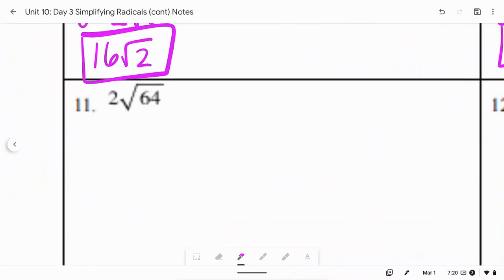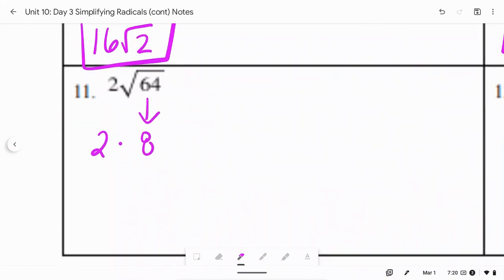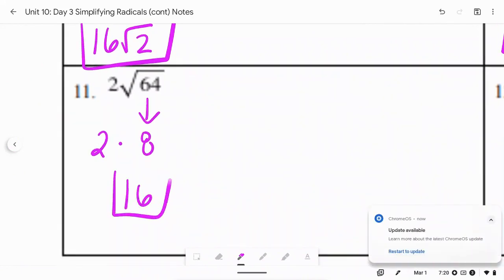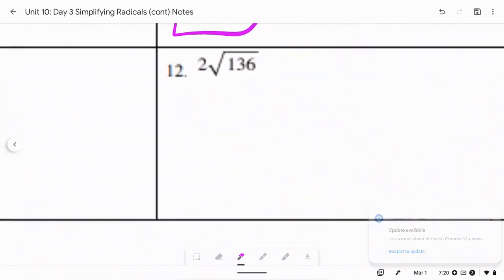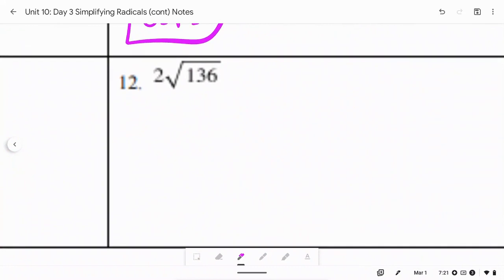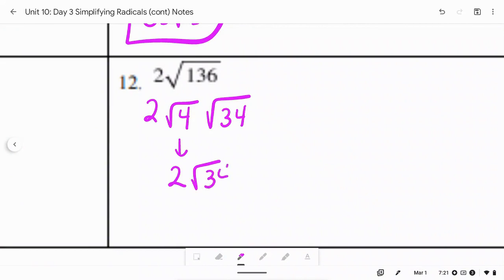In number 11, the square root of 64, this again is the perfect square number. So this just becomes 8. And then bring down the 2 and multiply 2 times 8 to get 16 as your final answer. Finally, last example, example 12, breaking down the square root of 136, 4 goes into it. 4 times 34. The square root of 4 becomes 2, square root 34, and then multiply that by 2 that's in front to get 4 square root 34.